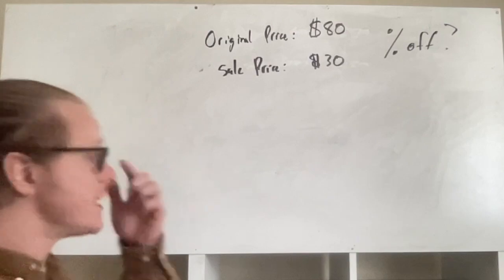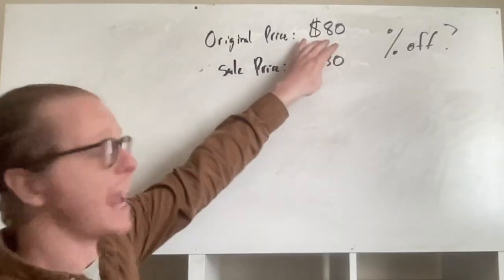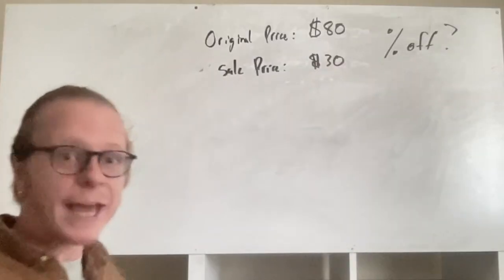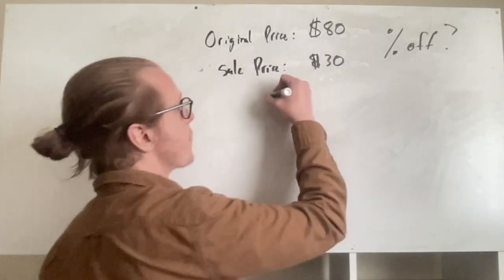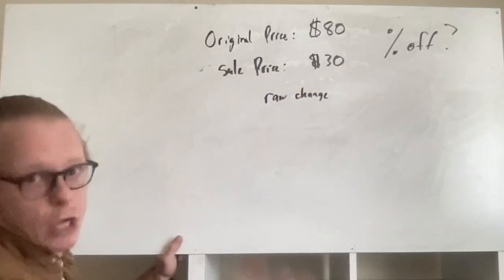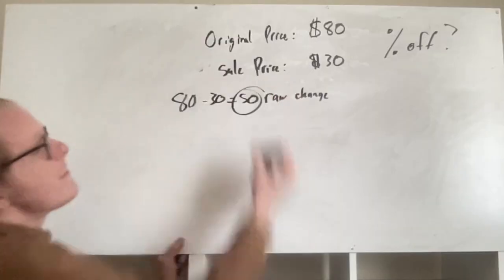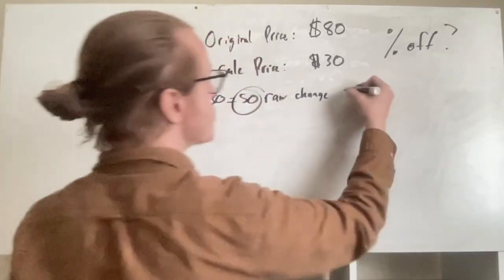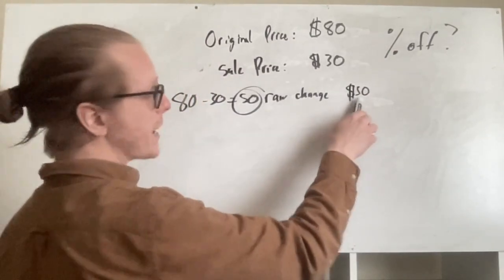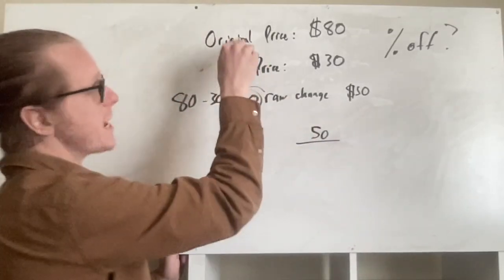Okay, so now let's talk about percent decrease. So let's say you go to the store, there's a sweater, a jacket that's usually $80, and now it's on sale for $30. So what percent off are you getting? Okay, just like with percent increase, we first need to talk about the raw change. Well, how many dollars are we getting off, right? 80 minus 30 is 50. So I get $50 off, right? My raw change is $50. So if I want to know what percent off, I'm going to take my raw change, 50, and compare it to the original price, which in this case was 80.